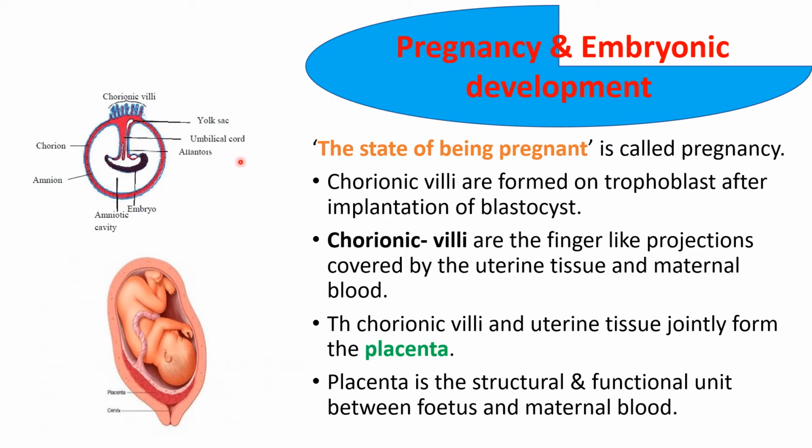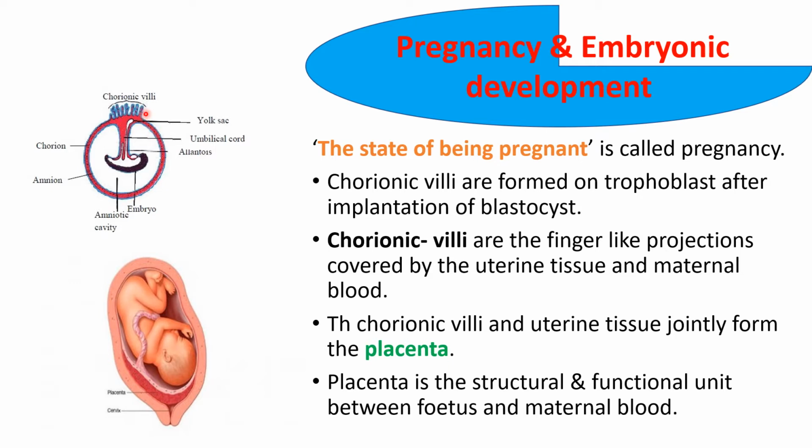In previous videos, we learned the structure of the blastocyst or blastula. There we might not have labeled the part chorionic villi, but in this diagram, the numerous structures formed on the trophoblast part of the blastula are the chorionic villi. Here they appear as finger-like projections. These finger-like projections on the trophoblast are called chorionic villi.